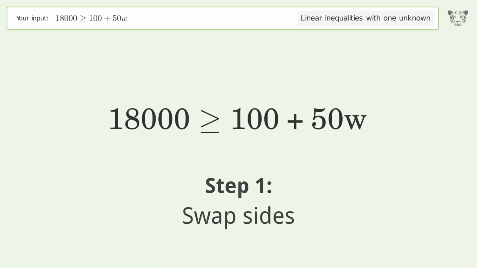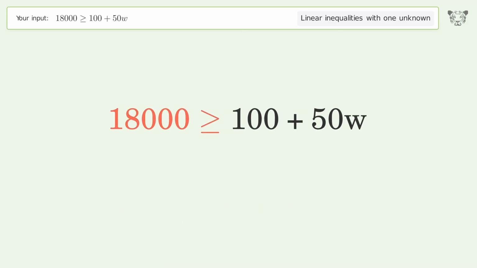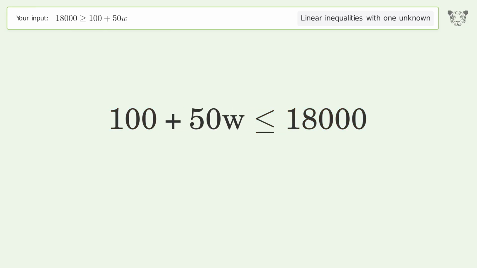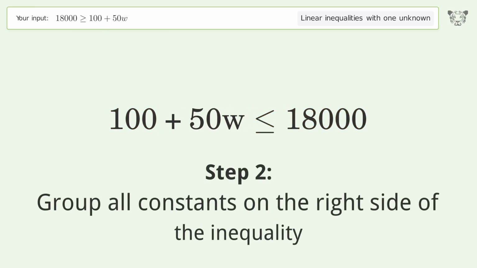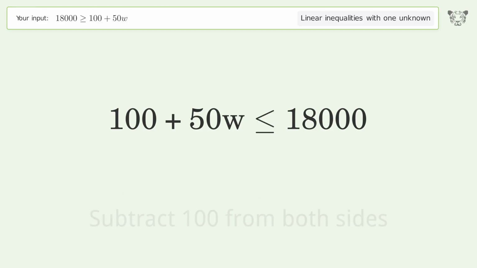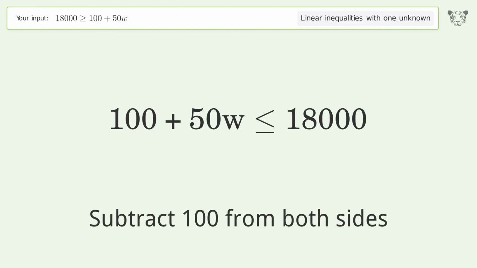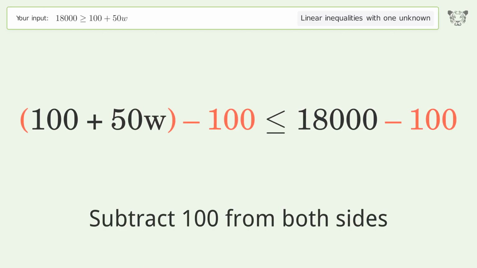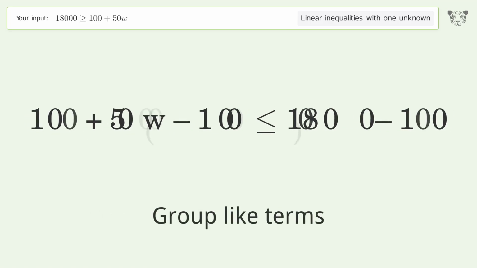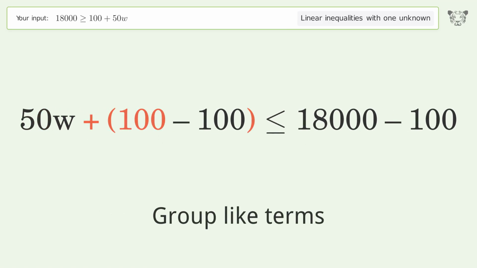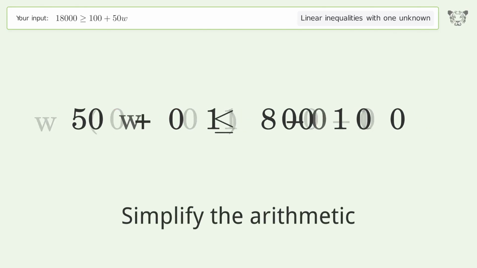Swap sides. Group all constants on the right side of the inequality. Subtract 100 from both sides. Group like terms. Simplify the arithmetic.